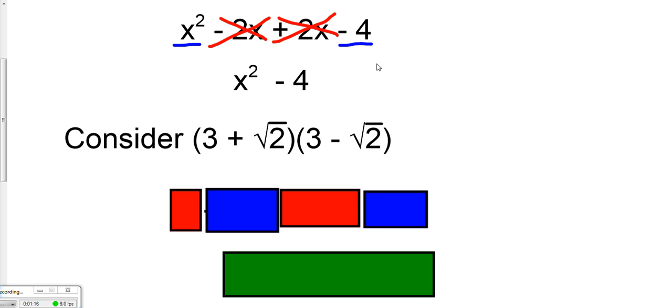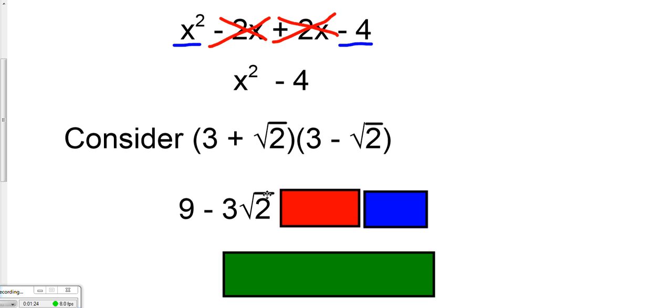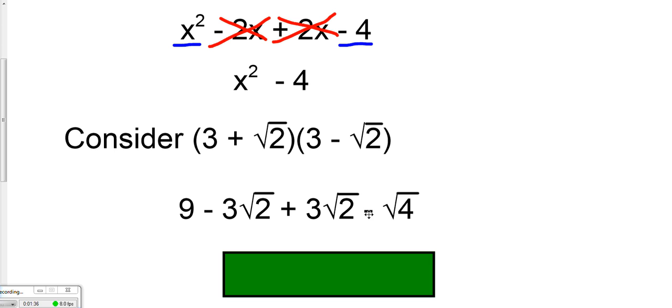Okay. Similarly, I want to consider these two binomials, 3 plus the square root of 2 and 3 minus the square root of 2. So 3 times 3, we would get 9. 3 times negative square root of 2, we'd get minus 3 square roots of 2. Right here we have positive root 2 times 3 would make plus 3 root 2. And the square root of 2 times negative square root of 2 would be a negative square root of 4. This is one way to think of it. Square root, so just multiply these two together and get 4.